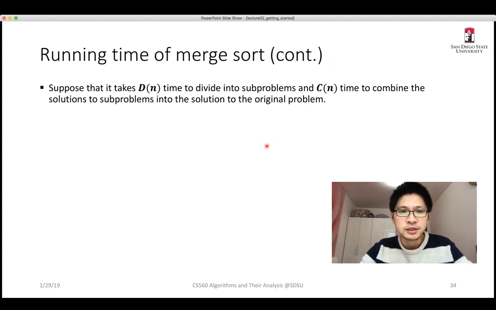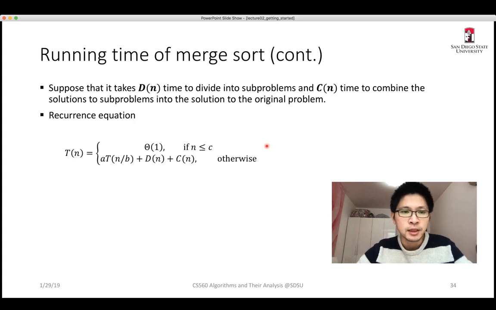So having these notations defined, we can write the recurrence equation as follows. T of n equals two cases. If the size n is smaller than some constant c, then we write it as theta of 1, which is constant time. And if n is big, then we write it as a times T of n over b plus D of n plus C of n. D of n is the cost for dividing the problem, and C of n is the cost for combining the solutions to the subproblems.